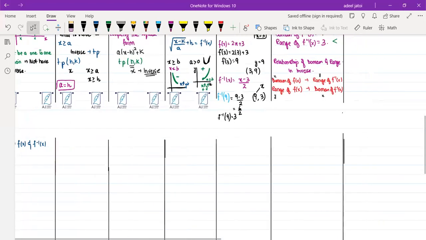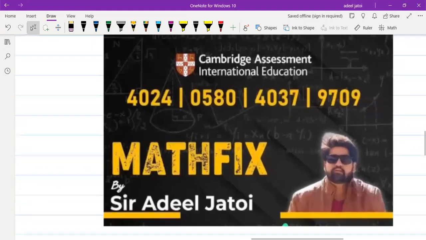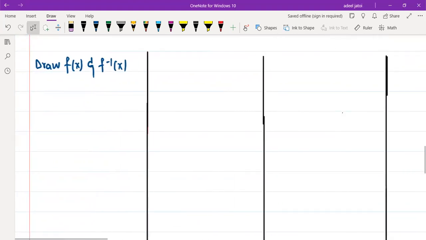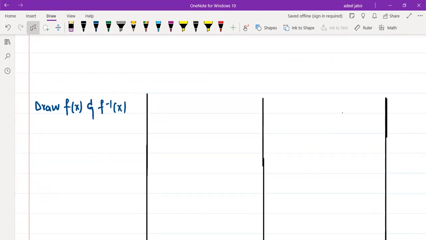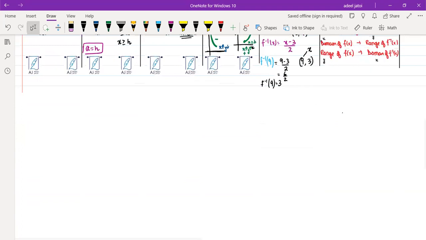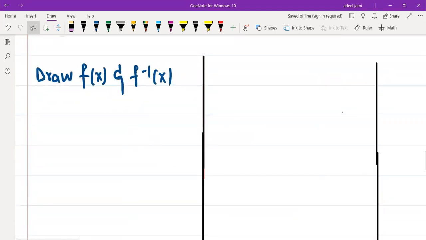So this is lecture number 3 of functions. Let's just start. We have already done composite and we have done the inverse. Today we are just working on the graphs of f(x) and f inverse of x, and then we will move forwards toward the composite domain and composite range. So let's work upon it if the question says draw f(x) and f inverse of x.